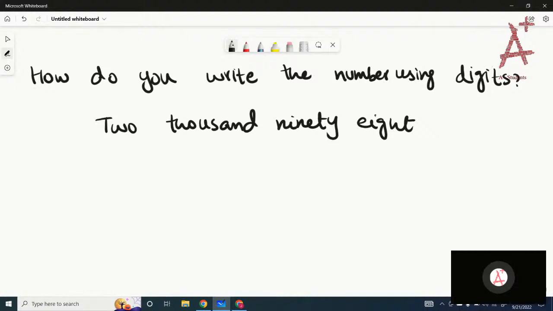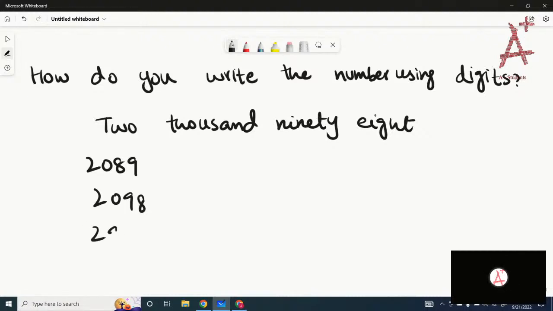So you are given the options. They are 2089, 2098, and the third one is 2980.